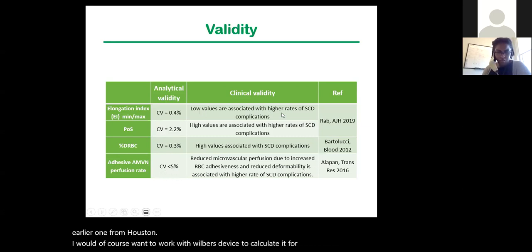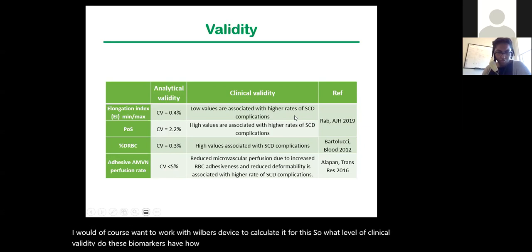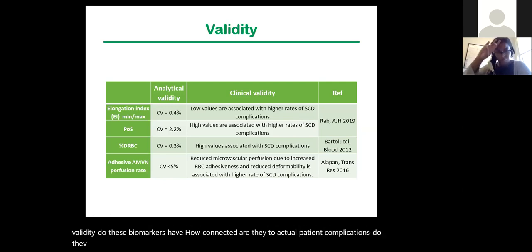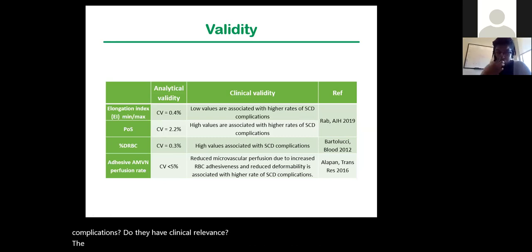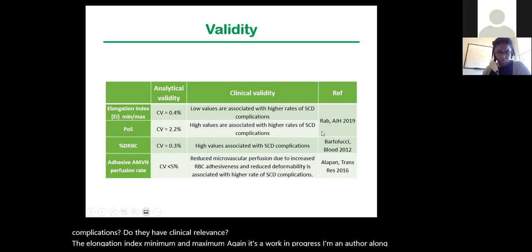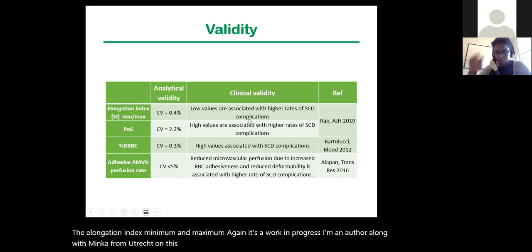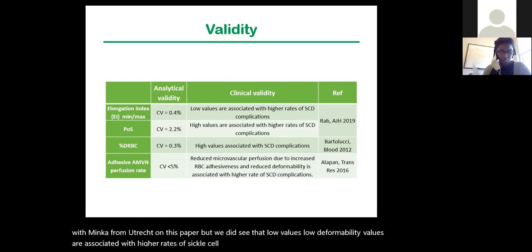So what level of clinical validity do these biomarkers have? How connected are they to actual patient complications? Do they have clinical relevance? Well, the elongation index, minimum and maximum, again, it's a work in progress. I'm an author along with Minka from Utrecht on this paper, but we did see that low deformability values are associated with higher rates of sickle cell complications, particularly VOC. We've extended it out to some of the vascular complications like pulmonary hypertension.